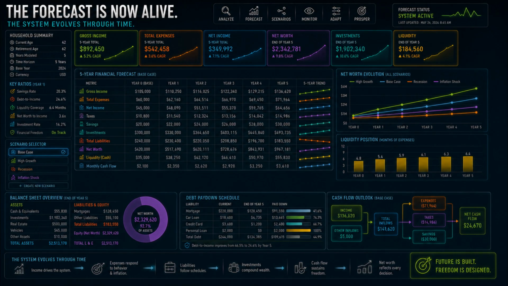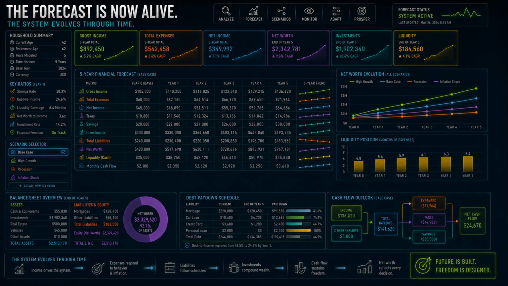Now the system becomes fully operational. Income grows 5% annually. Groceries 7%, utilities 6%. Investments compound upward. Debt balances decline through amortization schedules. Vehicle values decline through depreciation schedules. Cash balances emerge from the interaction of income, expenses, investments, and liabilities. And now the household operating system begins evolving dynamically through time.